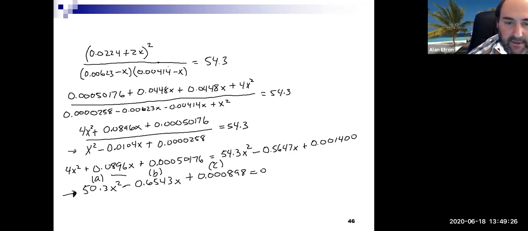Let us go into that quadratic, and I probably should remember what that number is I just wrote there. Let's grab something to scribble on real quick. That probably sounds lovely to you, I'm sure. All right, so we have 50.3, minus 0.6543, and 0.000898. I think I copied it right. Hopefully I didn't lose anything.